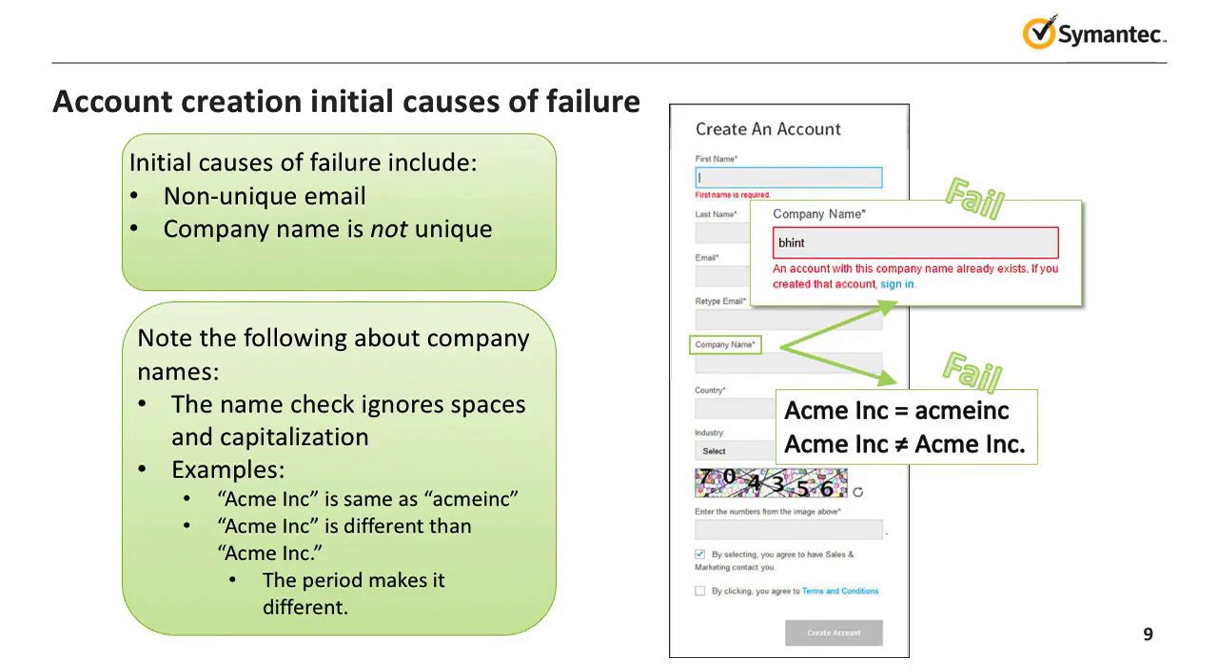The most common cause of errors that the customer will run into when they click the Create Account button will be errors regarding non-unique values, the most common of which will be a non-unique company name. Note the details in the slide as to what makes a company name unique, and guide the customer through modifying the company name so that it is unique. The fact that the name check ignores spaces and capitalization may cause confusion on the part of some customers. If making a company name unique becomes a challenge, adding a period may be a simple fix.